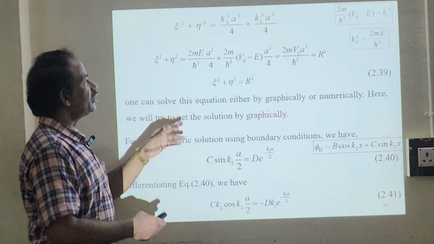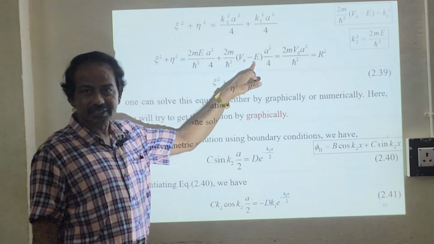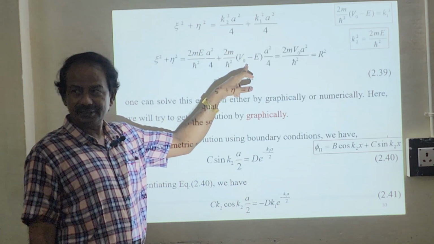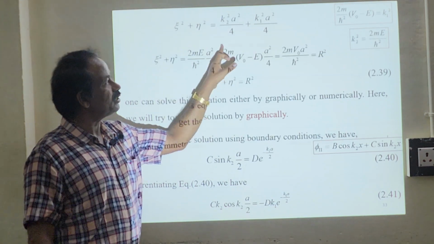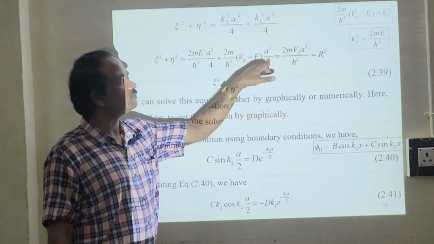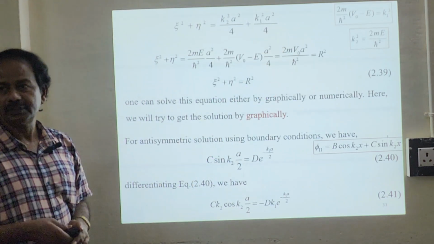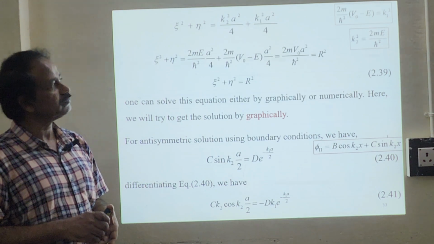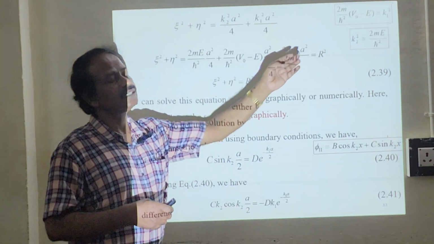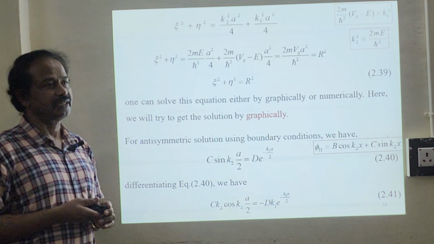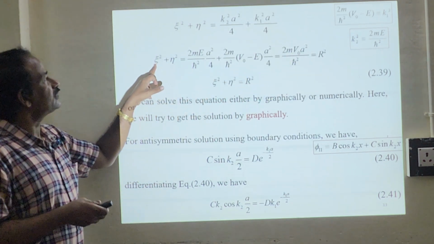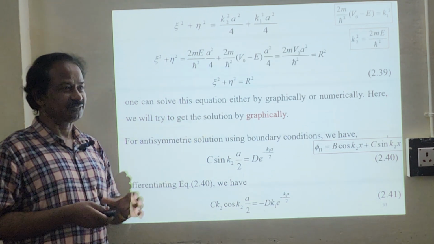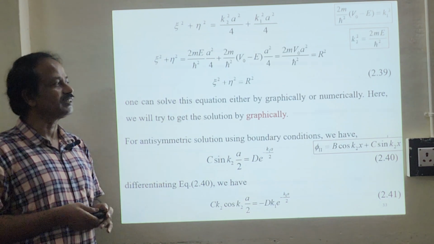Clear? I repeat, this term and minus E will get cancelled. You just separate these two, minus E term and plus E term will get cancelled. You will get only 2m V naught by h bar squared a squared by 4, which I have written here. So it's a constant and we are going to substitute all the values, and this term is termed as r squared. So xi squared plus eta squared equals r squared. Again it's a transcendental equation. So we are going to solve this equation either graphically or numerically.